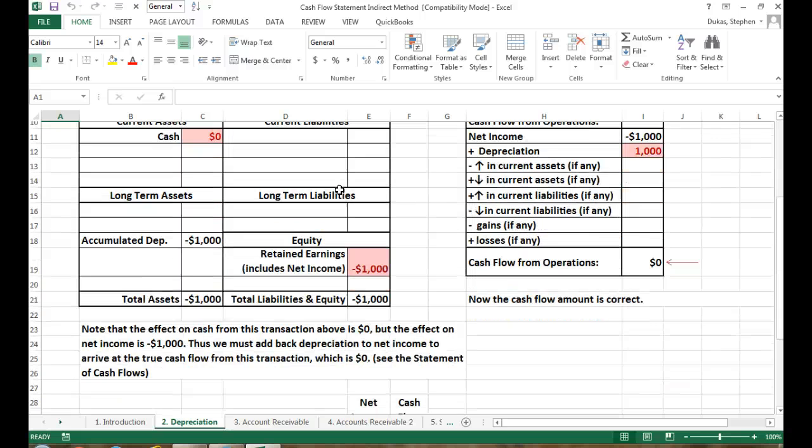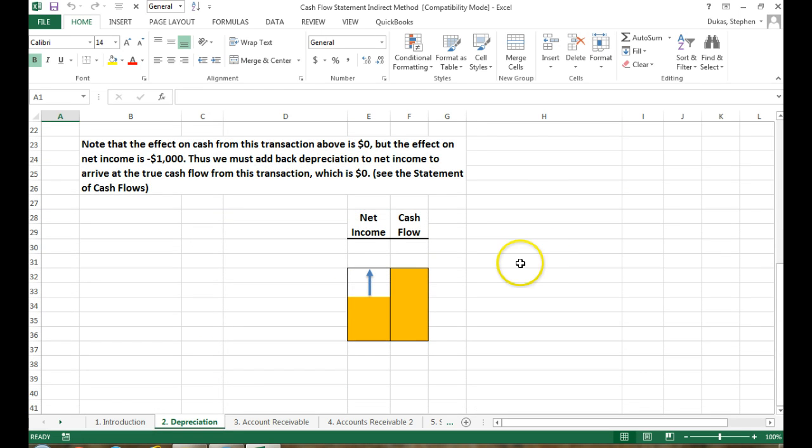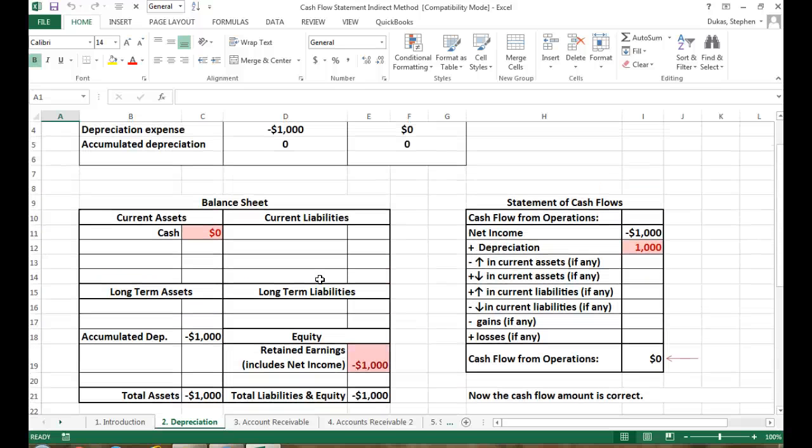Now let's look at the bottom of this tab. What's happened is that $1,000 has made net income smaller. And so what we have to do is add back the depreciation amount to make net income equal cash flow once again. In other words, in this case, net income is minus 1,000, cash flow is 0. So by adding 1,000 to minus 1,000, we get back to the 0 cash flow.